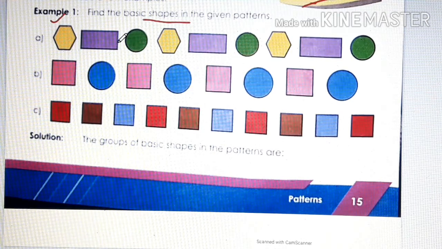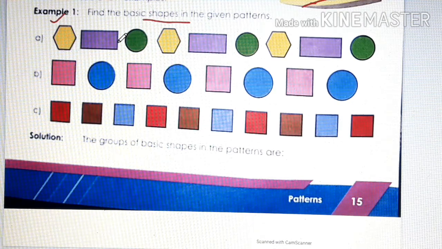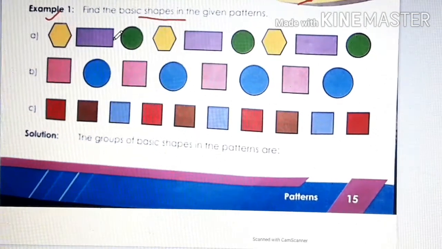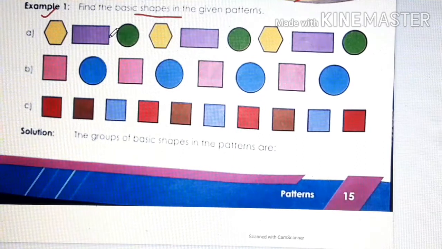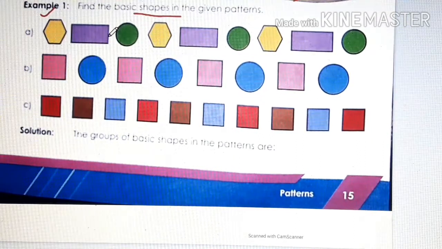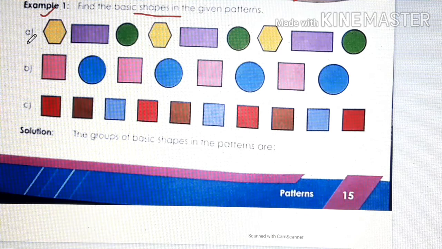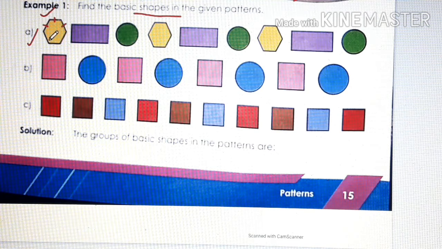So children, you can do this in your copy, practice this, take out your copy, try yourself first and then check your answer. Now children, the first one, A. You can see here the first figure, how many sides are here? 1, 2, 3, 4, 5, 6. It has 6 sides. So this figure is called a hexagon. Okay, so the first figure is a hexagon.